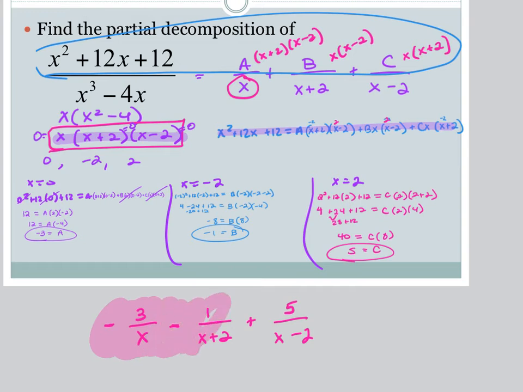So, piggybacking on Matt's question at the beginning, if you had switched the order and done x and then x minus 2 and x plus 2, then it should be negative 3 over x plus 5 over x minus 2 minus 1 over the x plus 2. So when I'm grading these, I'm looking to make sure that the negative 1 is over the x plus 2, and the 5 is over the x minus 2, and the order doesn't matter in my initial fraction.